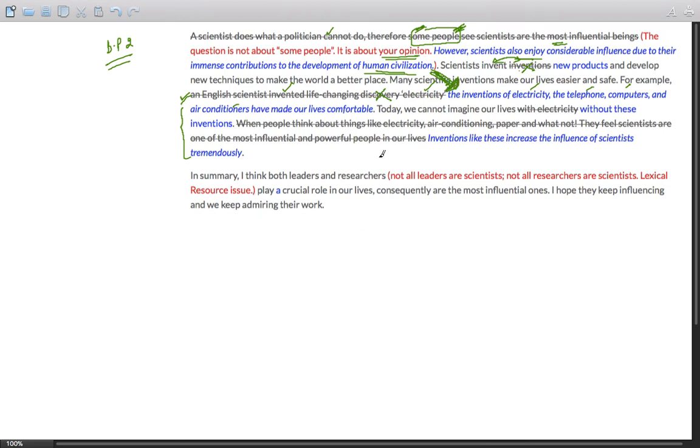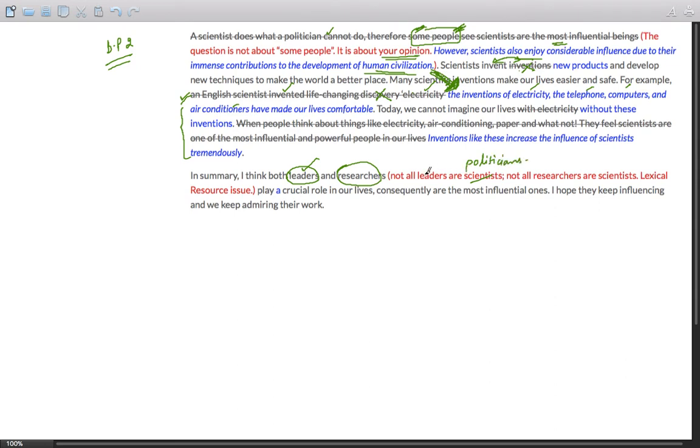Finally, the student has made another mistake over here. I think both leaders and researchers. Now, this is again a mistake. I was just discussing the vocabulary mistake. Leaders are not, I'm sorry, I wrote it wrong over here. All leaders are not politicians. I will correct it in the draft. Politicians, not all leaders are politicians.